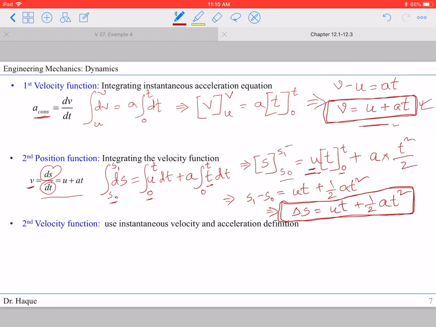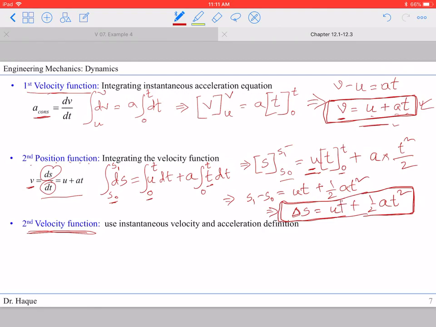So the last formula we're going to derive is a second velocity function. So we're calling it a second velocity function. The first one, we called it first velocity function because it's a velocity formula. We can find the velocity if we know these terms. This one we're calling second position function because we derived one in the previous slide. So it's a position function, so we can find the position if we know these terms. Let me clarify that. Okay.